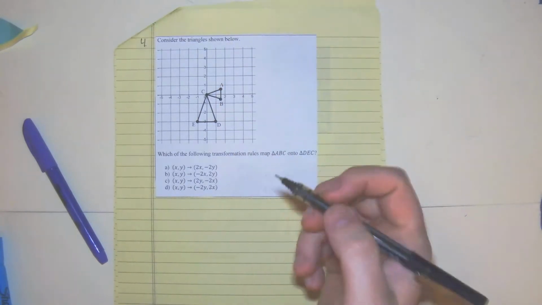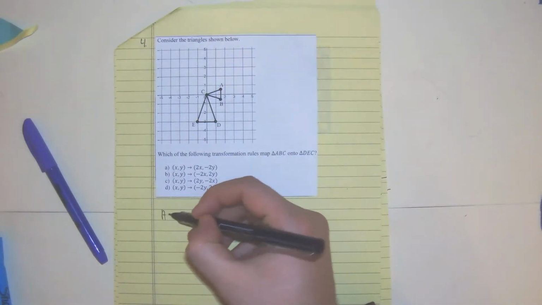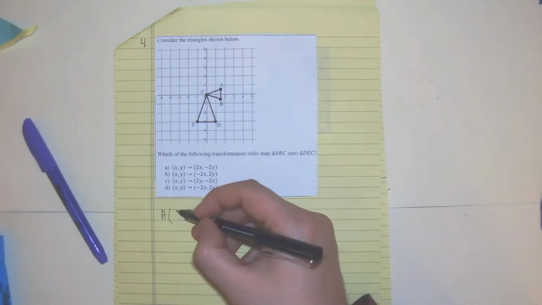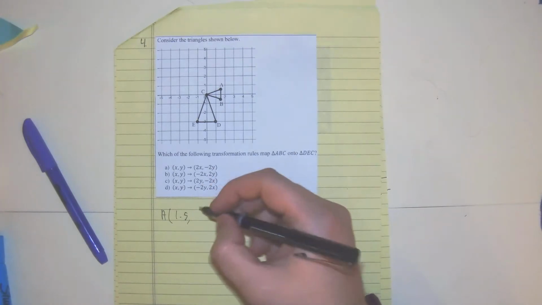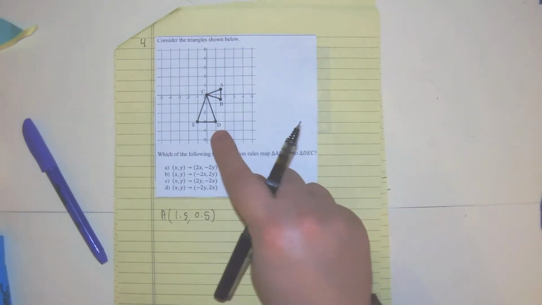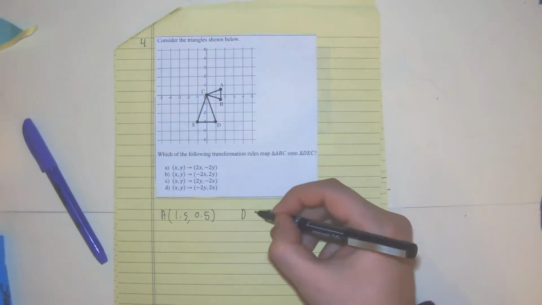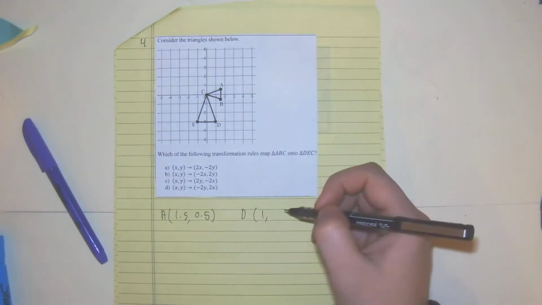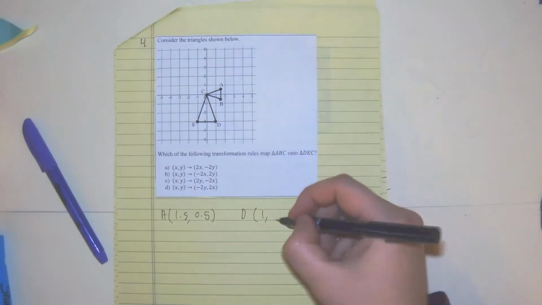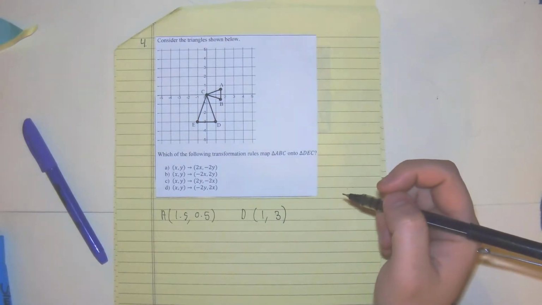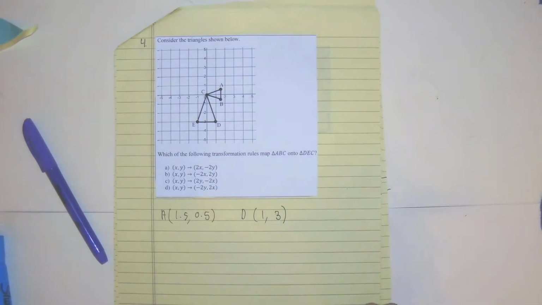ABC, so A would go with D. So let's first write A. A is at 1.5, comma 0.5. D's at 1, 3. So let's kind of just look at it and see what rule did we use.